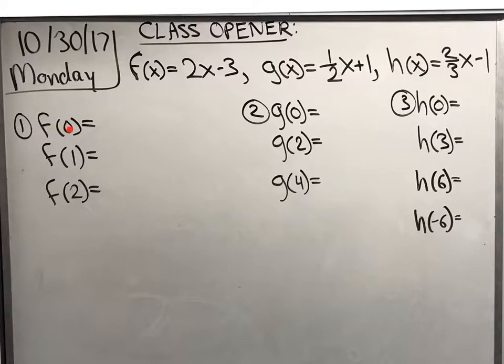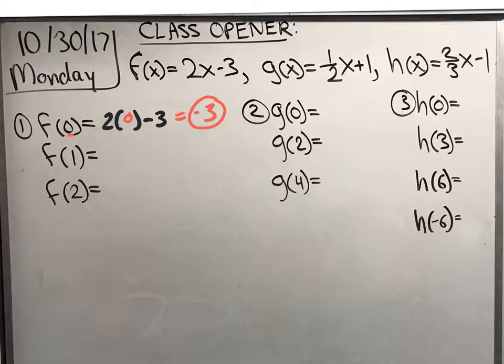Right here f of 0 is really saying to take 0 and plug it into your f function and then work it out. So I'm first going to rewrite the f of x function, but notice that instead of the x, instead of 2x minus 3, I put 2 parentheses minus 3. That way I can plug in the 0. 2 times 0 is 0, and 0 minus 3 is negative 3. And that's my answer for f of 0.